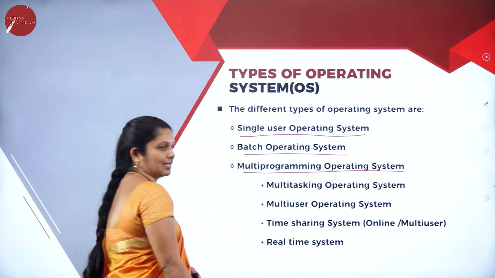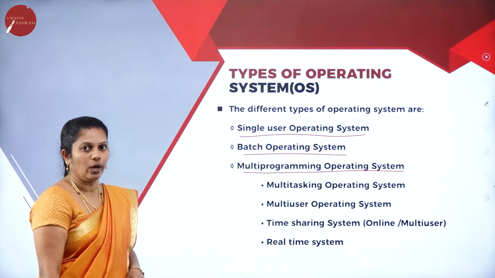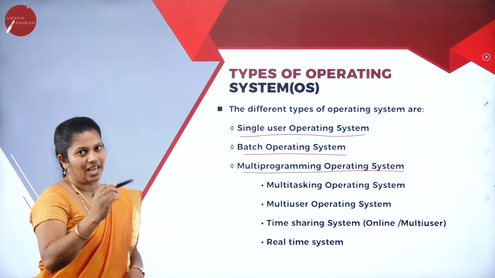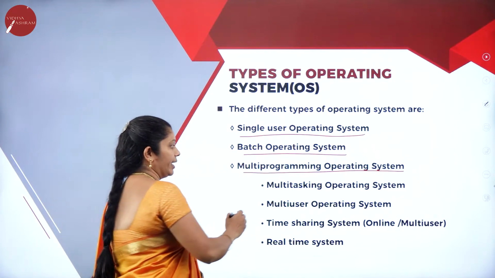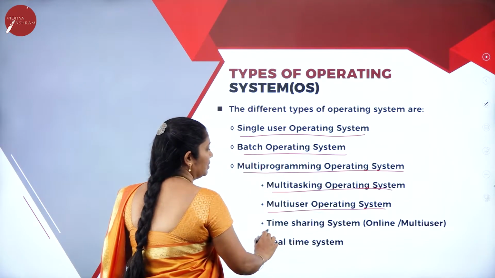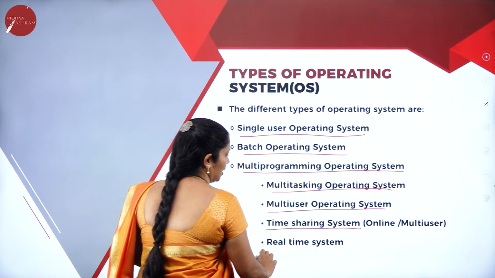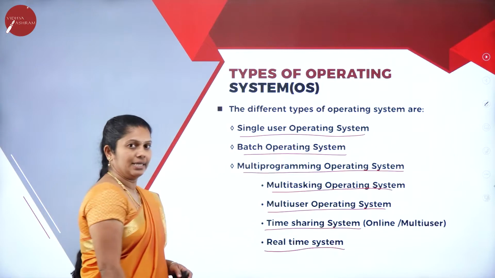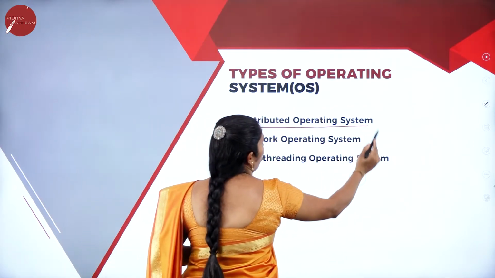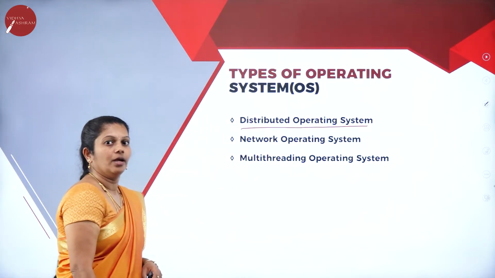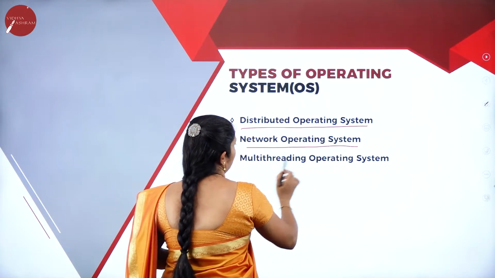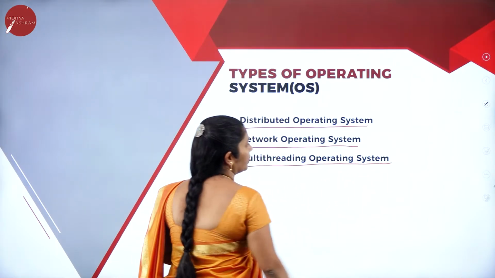Multiprogramming operating system. Multi means more than one. Programming means here job. More than one job at a time it can perform, like multitasking operating system, multi-user operating system, time sharing operating system, real-time operating system. And the next one is distributed operating system, network operating system, as well as multi-threading operating system.